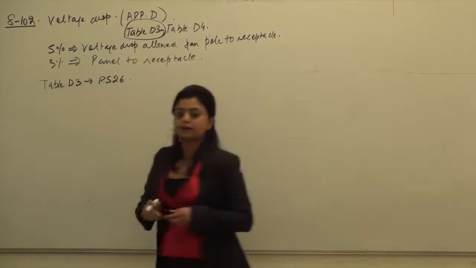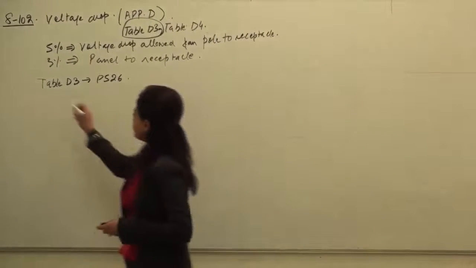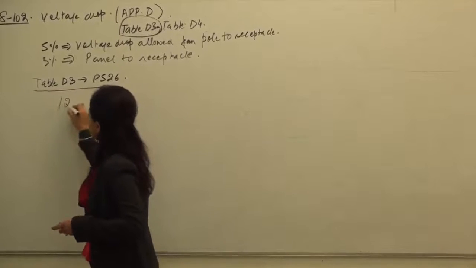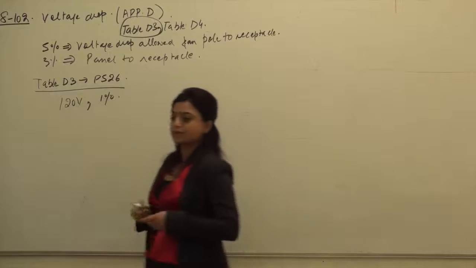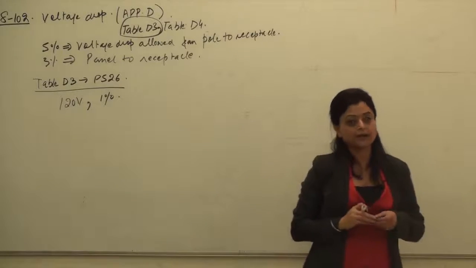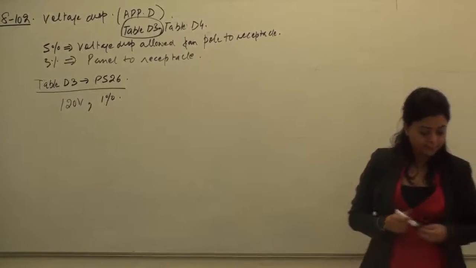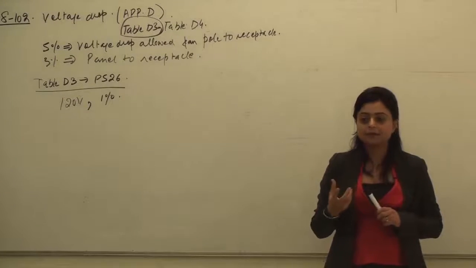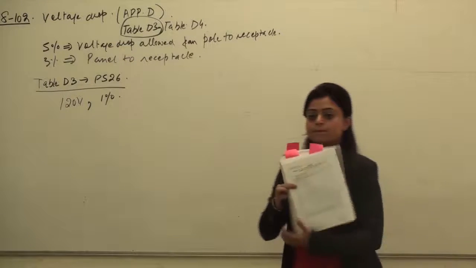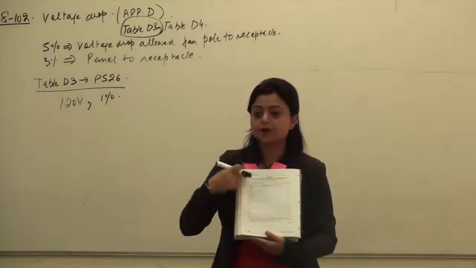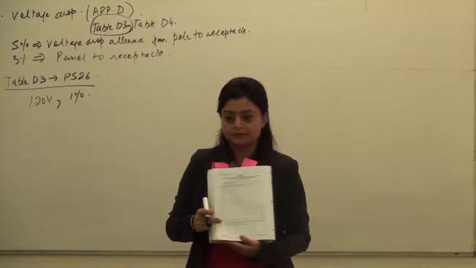Okay, let's get familiar with what this table is all about. I'd like you to highlight on this table 120 volts and 1%, these two numbers on this table. Go ahead and highlight that. Now, let's get familiar with this table. The first column that you see, okay, talks about ampacity of conductors.